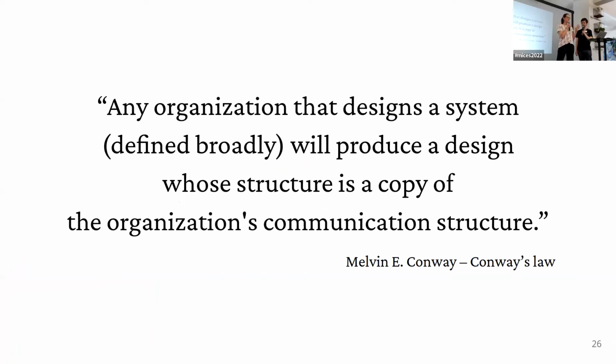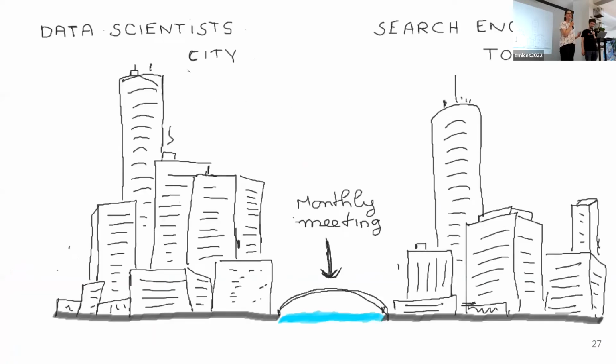So basically any organization that designs any system will produce a design whose structure is exactly a copy of the organization's communication structure. It's Conway's law. It's a bit the same when you talk about processing personal data and putting it in the search engine. Often data scientists and search engineers are separate teams with separate organizations, separate behavior, and they meet sometimes.